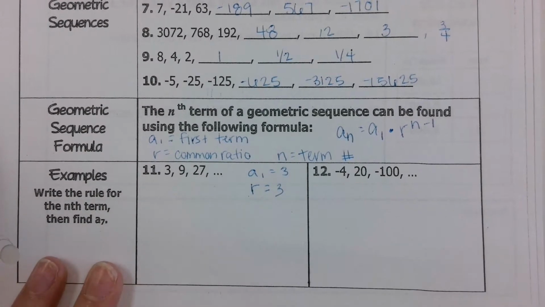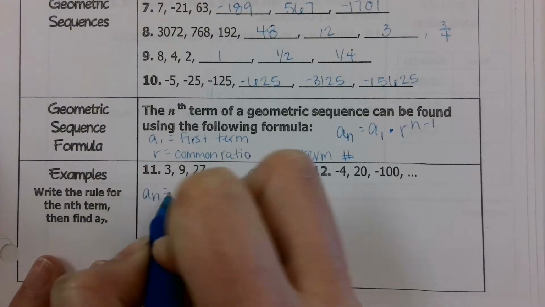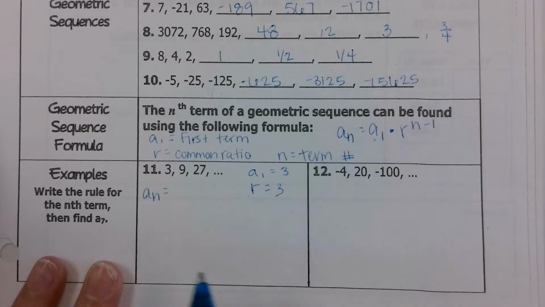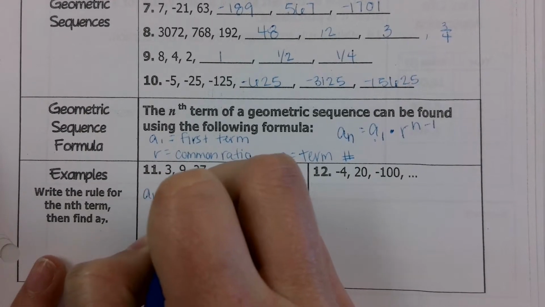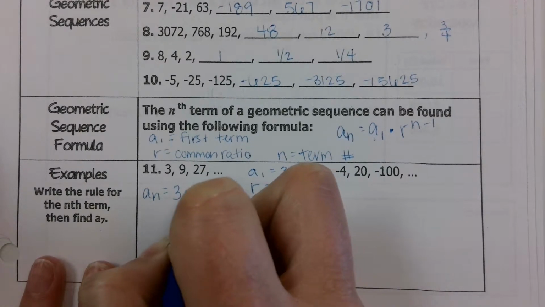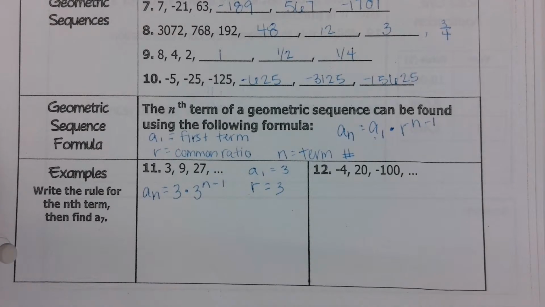3. Okay. So when we go write our rule, we're going to have a sub n equals, in place of our first term, a sub 1, what are we putting? 3. And in place of r, what are we putting? 3. And then you have to the n minus 1. Is that okay?